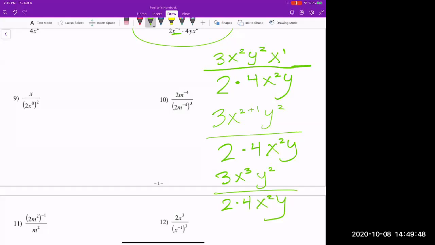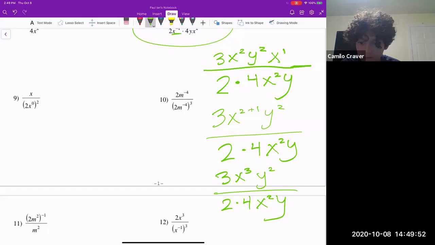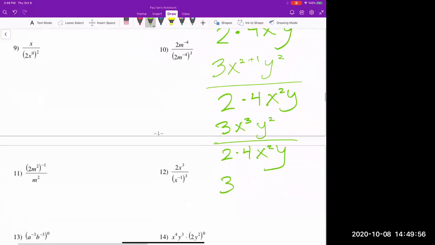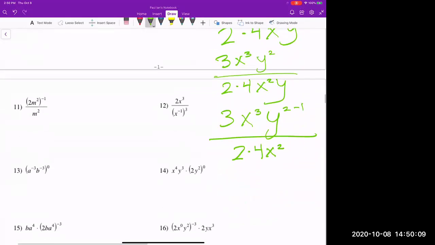What do you do next? 2 minus 1 for y. Okay, 3x cubed y to the 2 minus 1. So there's no more y at the bottom, right? Yeah. 2 times 4x squared. Okay, what do you do? Obviously I didn't do that arithmetic. So 2 minus 1 is y, and then 2 times 4x squared.